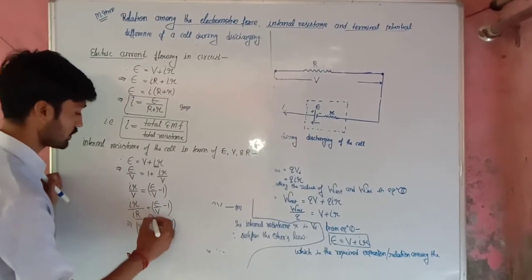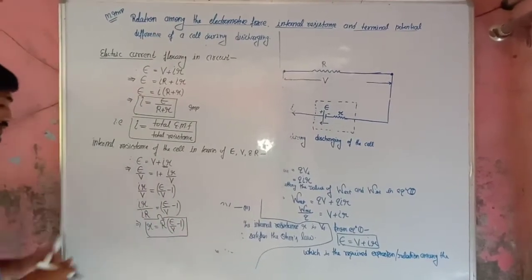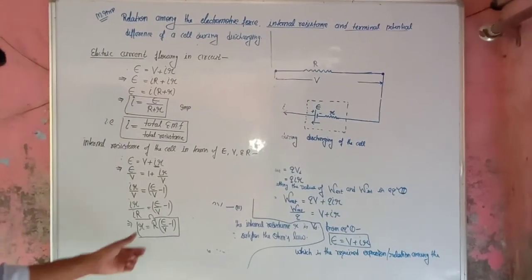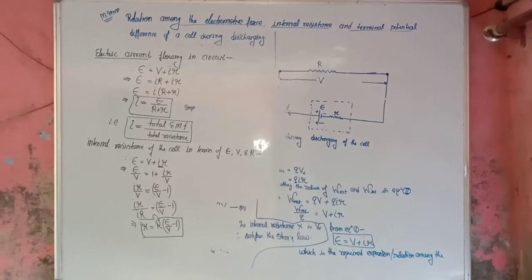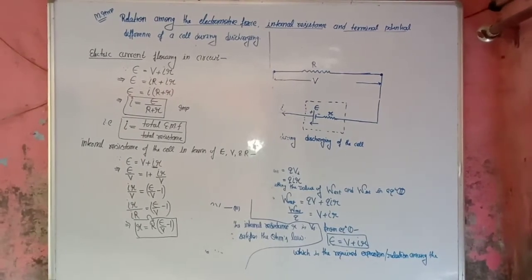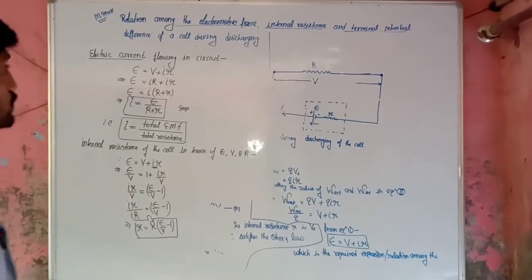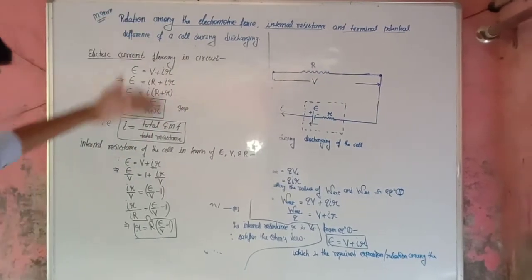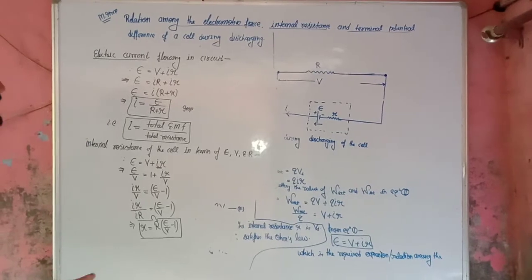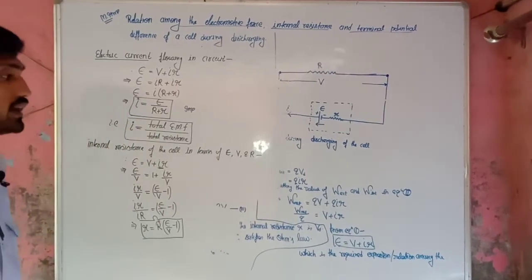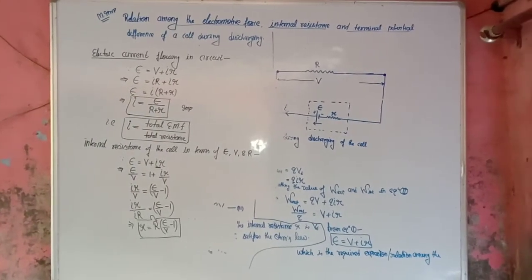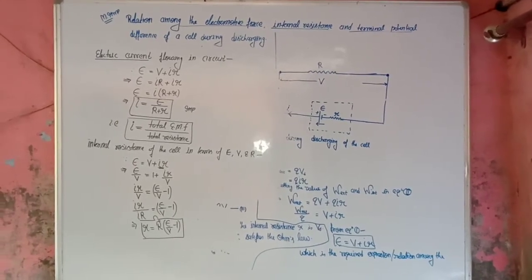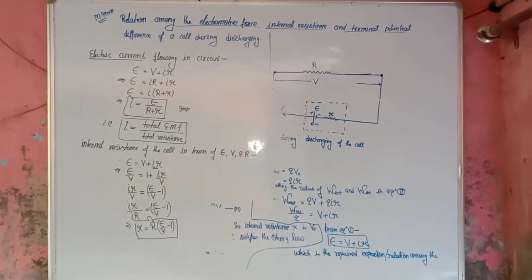This formula is very important in case of practicals to determine the internal resistance of the cell. Remember this formula also, but in case of numericals we will use only this formula. Okay, and all these types of formulas are valid only for the case of discharging of the cell. Remember this point also.